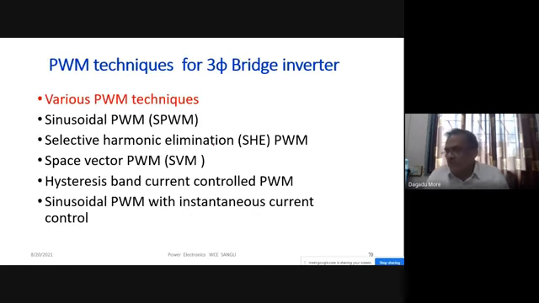Now next, which is very important, we are going for PWM techniques. The 180 degrees and 120 degrees modes of conduction are normally not used. In case of CSI we use 120 degrees mode of conduction, whereas the 180 degrees mode we normally do not use. It has drawbacks because the THD of the voltage is around 31%. So instead we use various pulse width modulation techniques. For the three-phase bridge inverter, we have various PWM techniques, and we have listed them here.